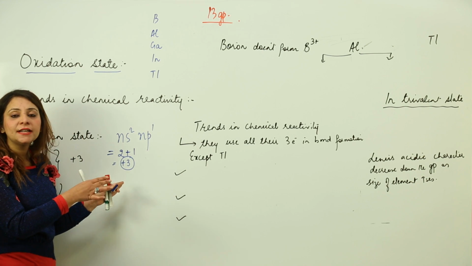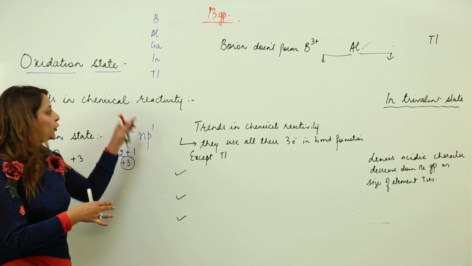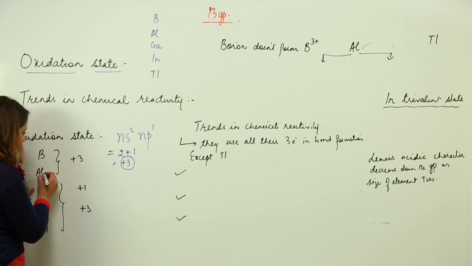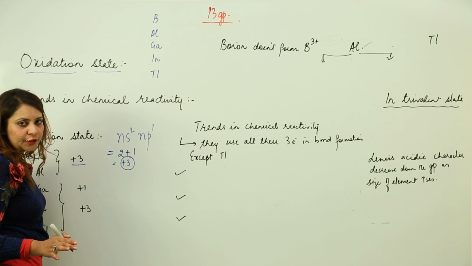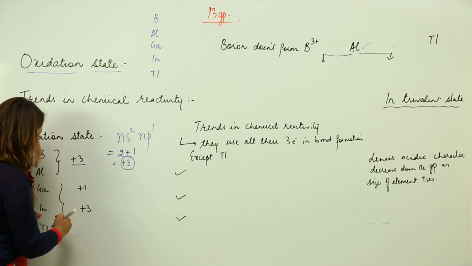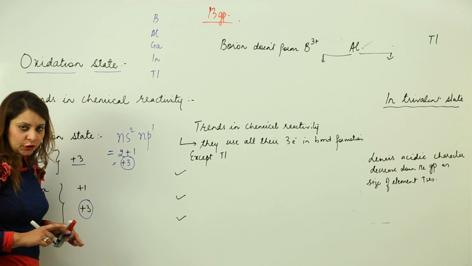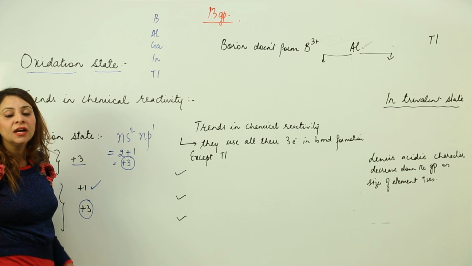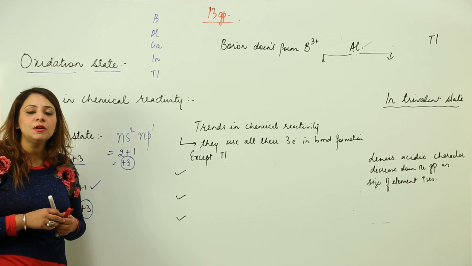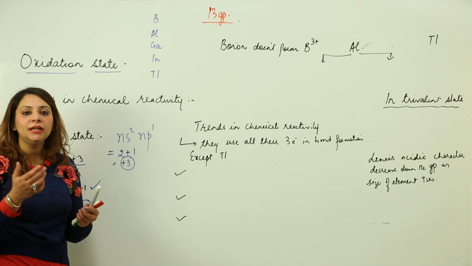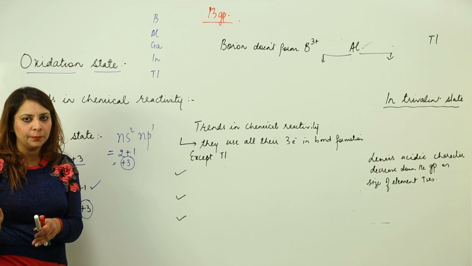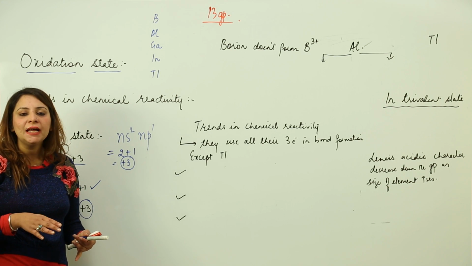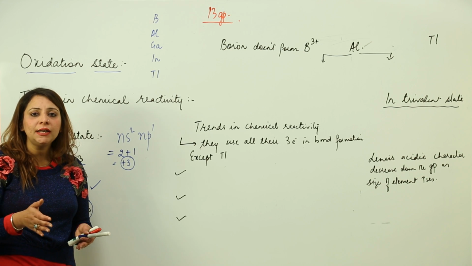Now let's see how many elements of this group actually show the +3 oxidation state. Boron and aluminium generally show only the group oxidation state, right? But as we move down, they show their group oxidation state, and in addition to it, they show the +1 oxidation state also. We discussed before, in the general properties of the p block, that for groups 13, 14 and 15, that means the boron family, carbon family and nitrogen family, the group oxidation state is stable for the lighter elements.